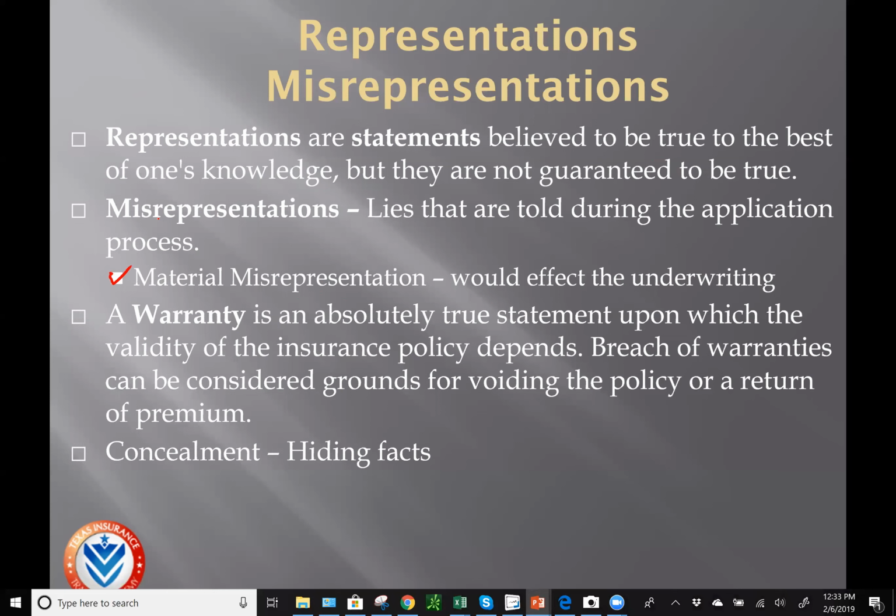That material misrepresentation, that statement now becomes a warranty, an absolutely true statement upon which the validity of the insurance contract depends, because they kind of depended on me telling the truth about my big health problems, which means I have just committed fraud and it could void the contract. Now, concealment is just hiding facts. I might not be coming out and lying, but I might just be hiding those facts.